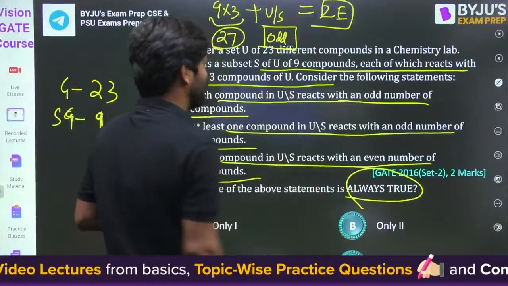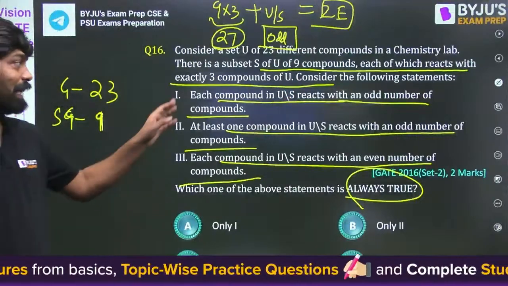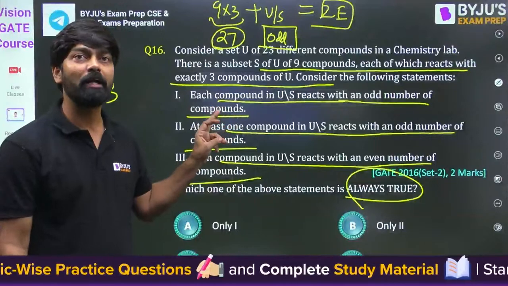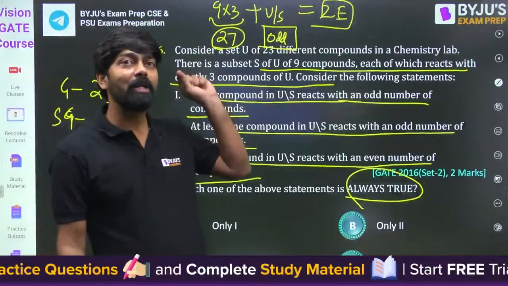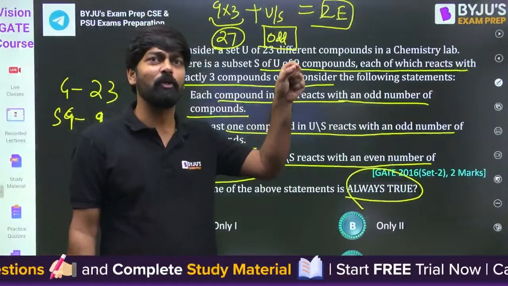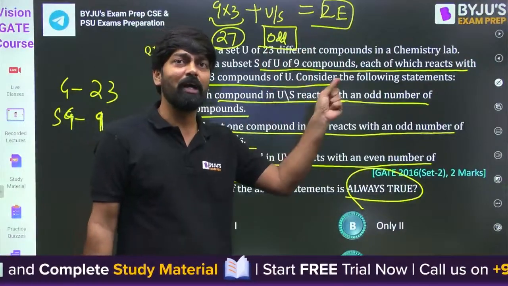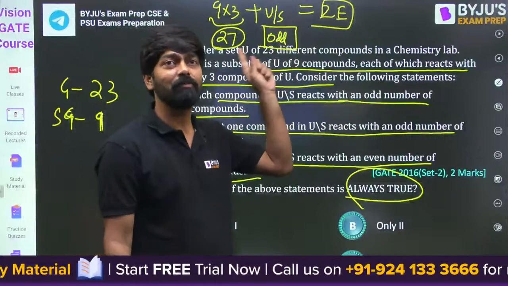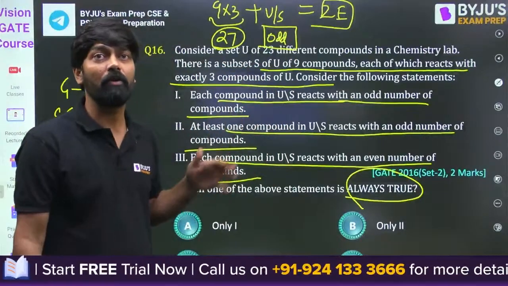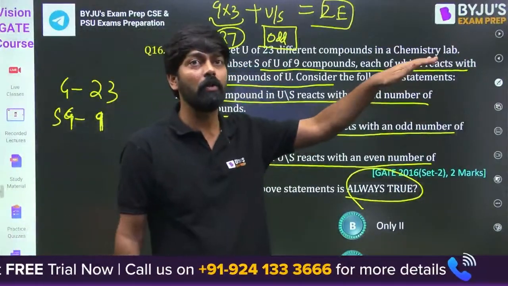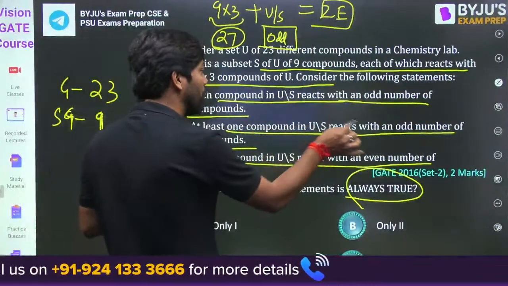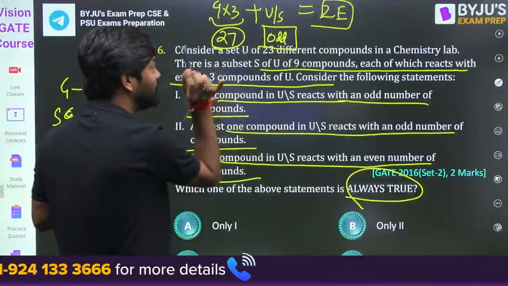So it doesn't mean that each compound in U by S reacts with an odd number of compounds. No, my dear friend. At least one compound in U by S means at least one vertex in U by S should have an odd degree. So at least will be true. It's not for everyone. You cannot say everyone will have odd degree. So at least one compound in U by S reacts with an odd degree.